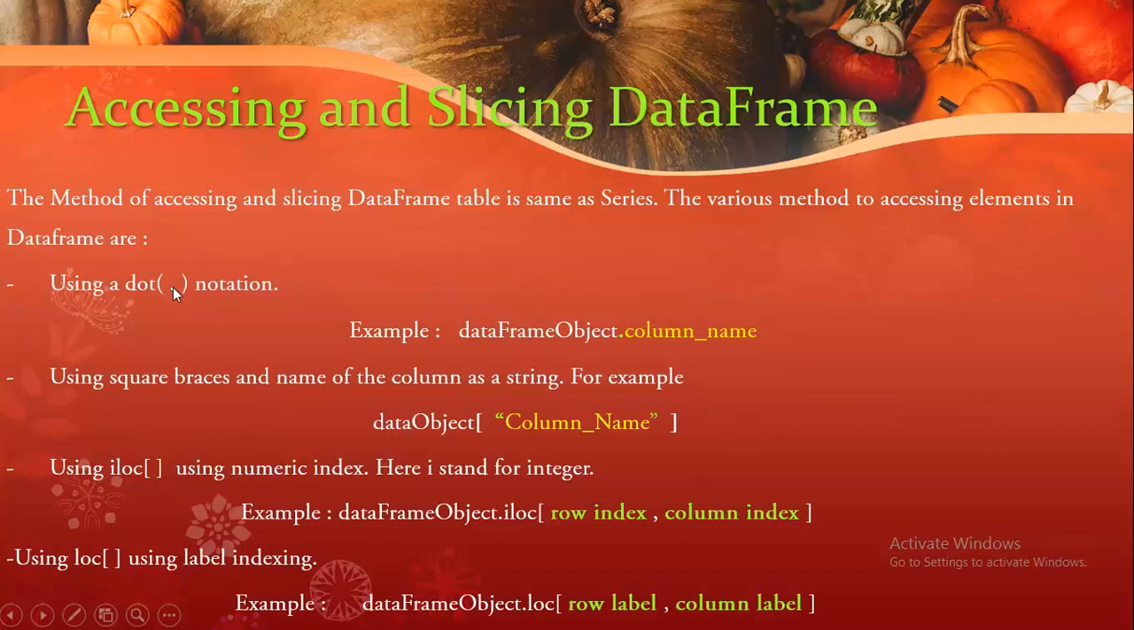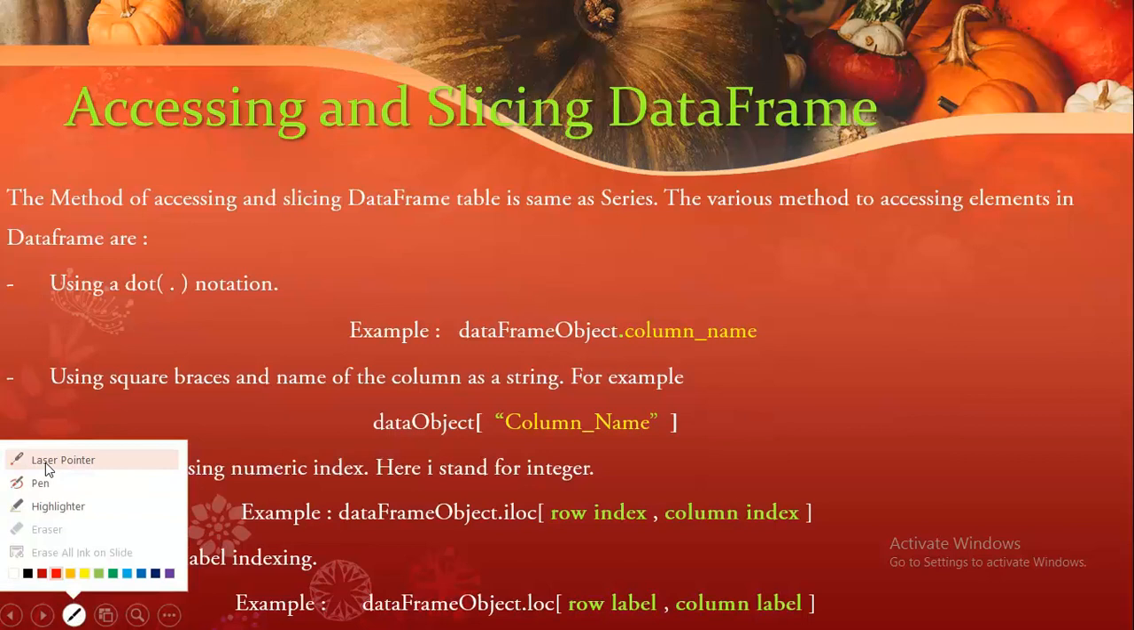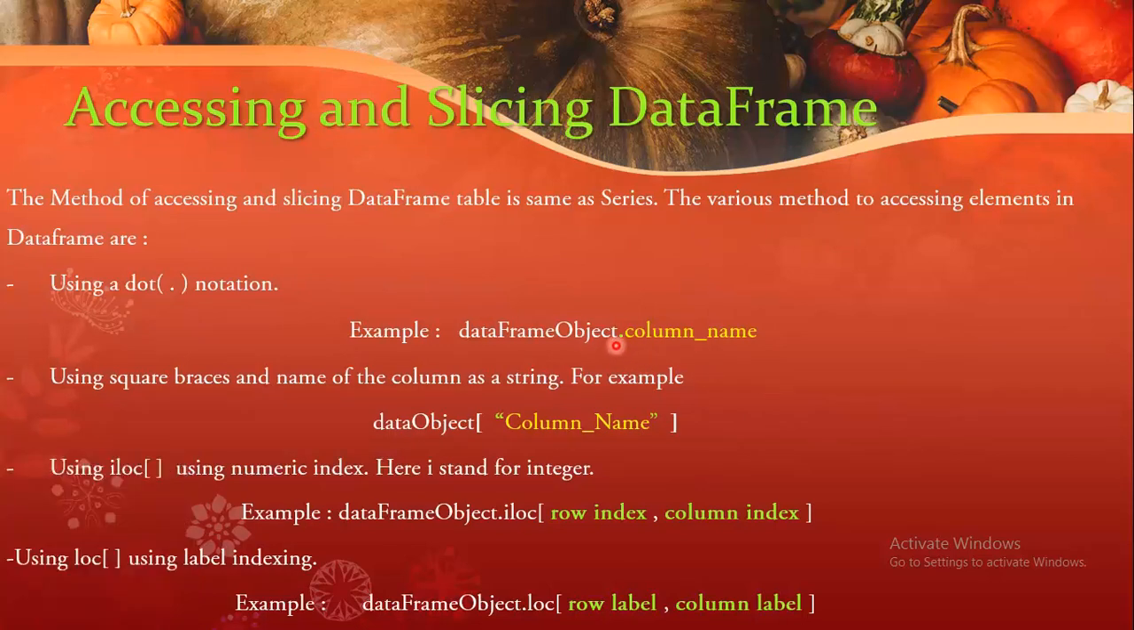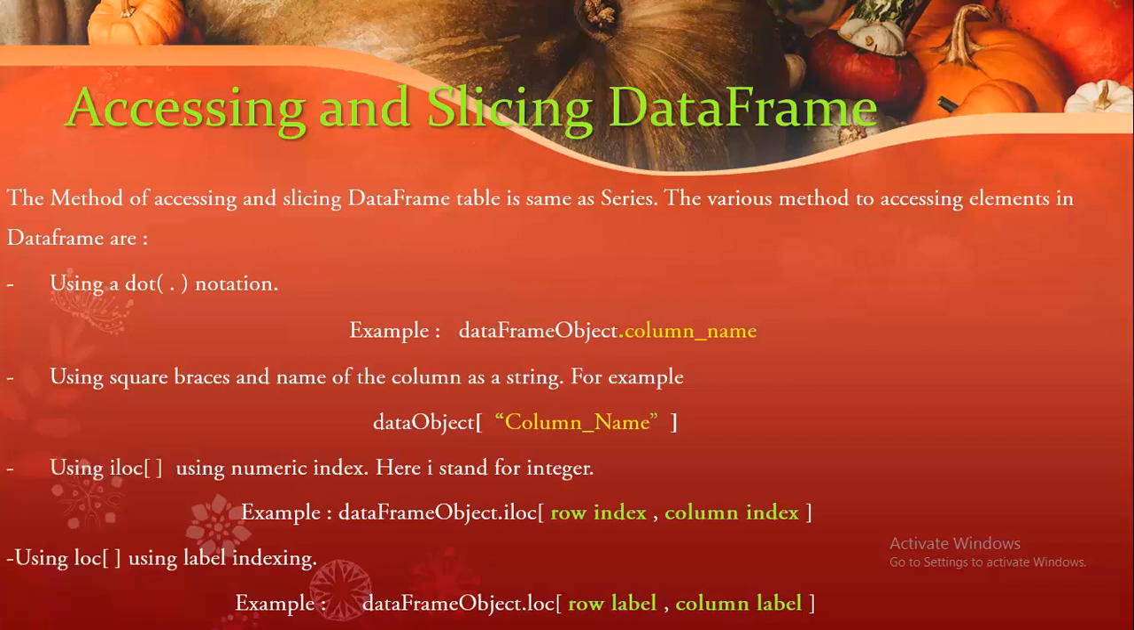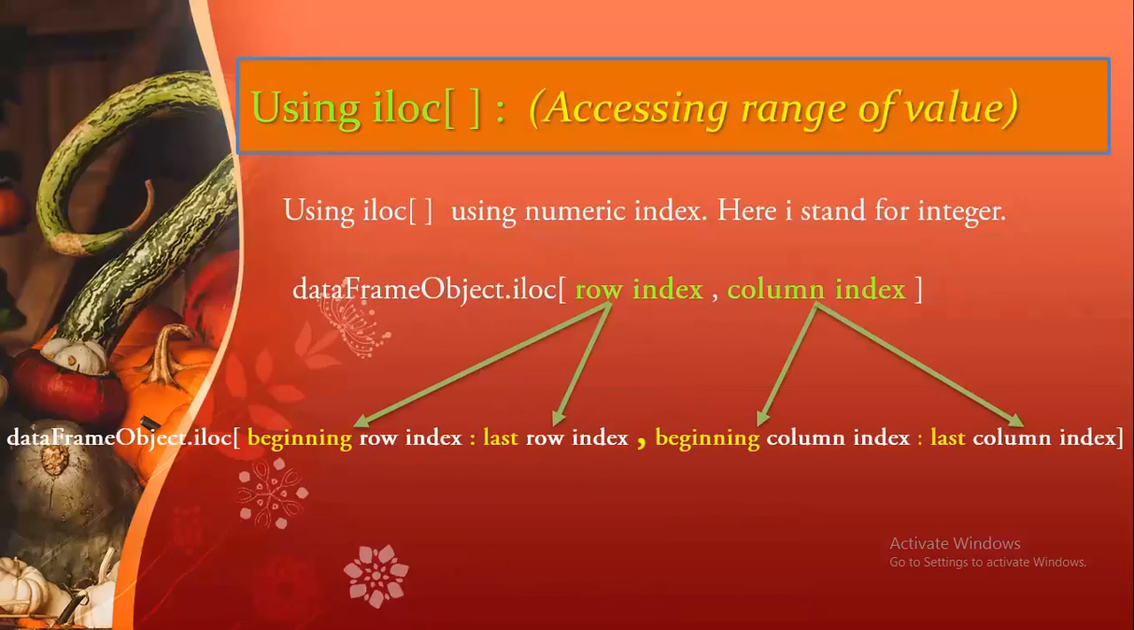First is dot notation. Here first we will create a data object, then we will use the dot operator. You just see, it is the dot operator, and then we will write the column. This is the first method, and the second method is using square braces. Here you must remember that the column name must be in double quotes, as here I have written in double quotes.